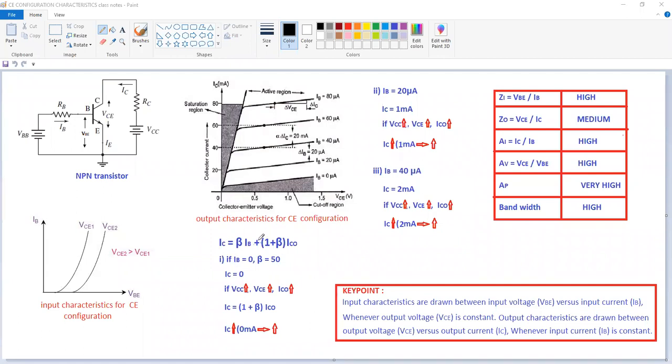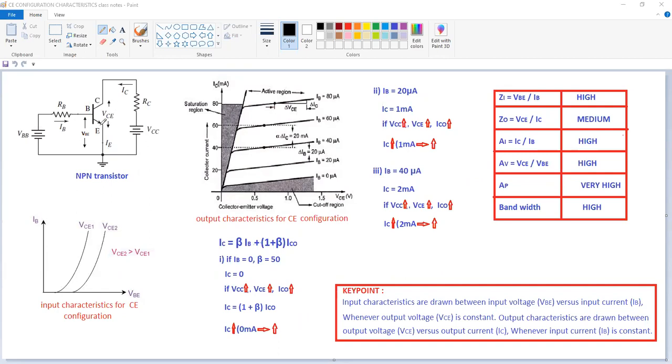Now this ICO is increased because the output voltage increases. Why? Because the reverse saturation current is related to the output of the common emitter configuration. See here, the output is connected reverse bias. That means the reverse saturation current is related to your output side.